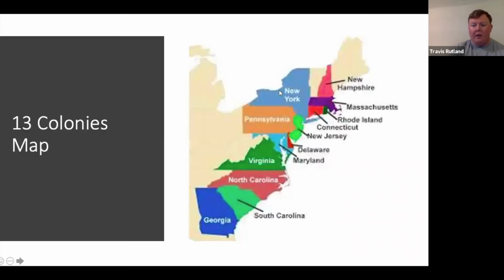All right, so now we're going to locate and identify those 13 colonies. Again, here's a map. There is also a map game on the review page as well to help you with this. But these are your 13 original colonies.